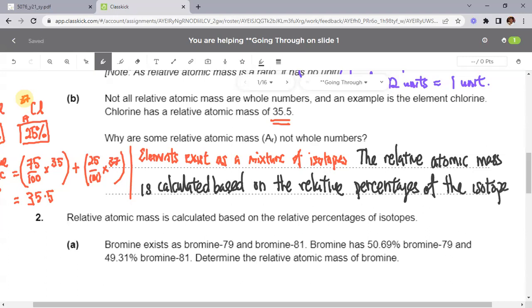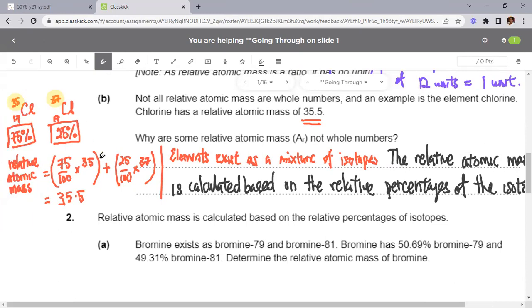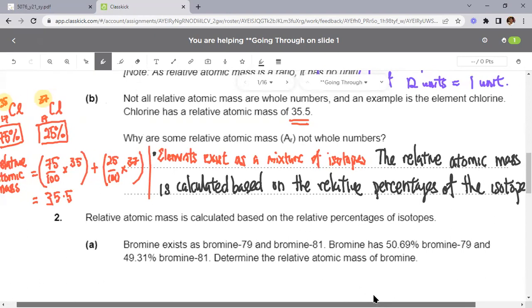So this is actually the explanation. What we have done just now was to do the calculation. By doing the calculation, it's sort of like the explanation. Why? Because first thing, elements exist as a mixture of isotopes. So chlorine exists as a mixture of isotopes, chlorine 35 and chlorine 37. Then why is it that they are not whole numbers? It's because the relative atomic mass is calculated based on the relative percentages of isotopes. Like what I've done here, we know that chlorine 35 is 75% and chlorine 37 is 25%. Therefore, when I calculate the relative atomic mass, it gives me 35.5.